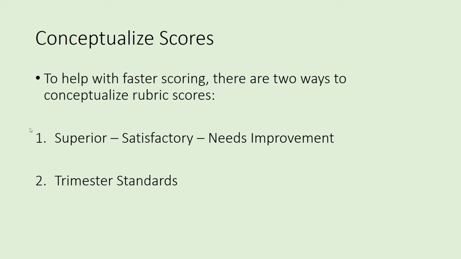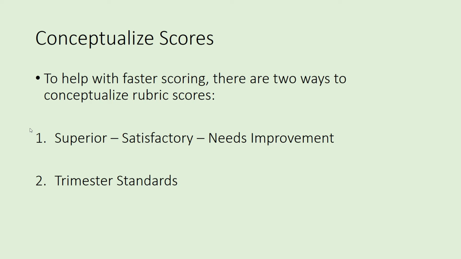There's a couple of different ways that we can conceptualize scores to help us score faster, so we're not reading the rubric each and every time that we do an assessment. There's a couple of ways that will make it easier. The first is that we can categorize the rubric by superior, satisfactory, and needs improvement scores. And I think from all of our clinical background, we can categorize these skills. And I want to add that the rubrics have been designed so that the clinical competency fits these categories also.